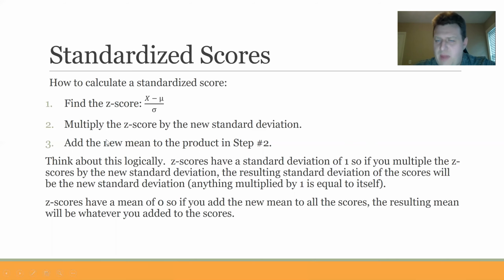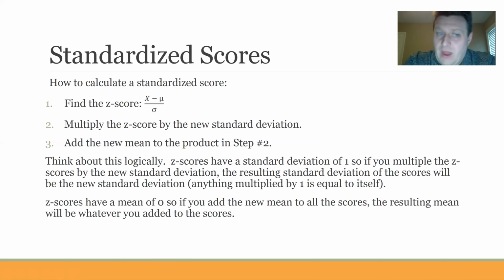So we get that product. Okay, remember a product is the result of multiplication. And we're going to add to that product the new mean. Okay, whatever the new mean of the standardized score is going to be. For an IQ score, this is 100. For a T-score, this is 50. For something else, whatever you want the new mean to be, that's what you're going to add.